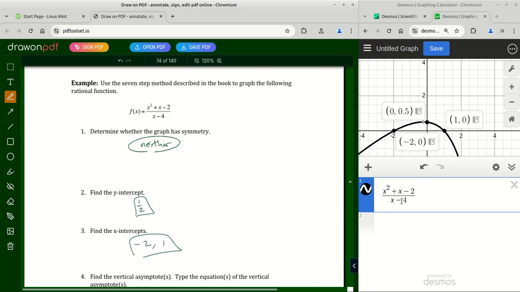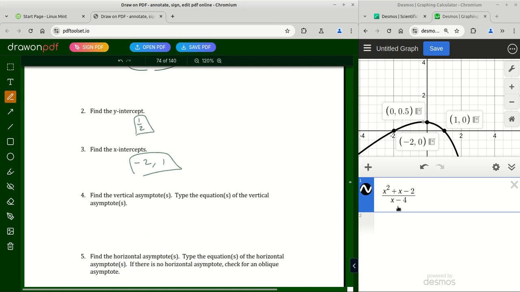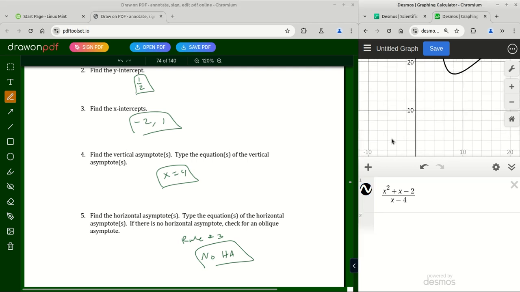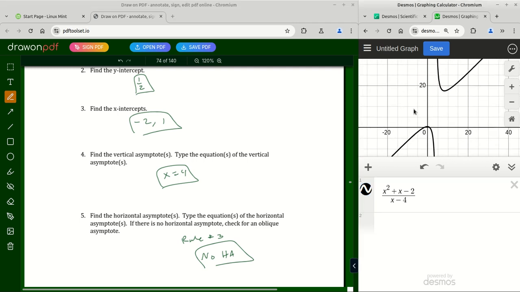Vertical asymptote, that's when the bottom is equal to 0. If you look at the bottom, it's just 4. So that's really simple. Horizontal asymptote, look at the top. It's a 2 versus a 1. So this is rule number 3, our favorite, which means there's no horizontal asymptote. And if you look at the graph here, there's no horizontal asymptote indeed. But there's a slant asymptote, okay?